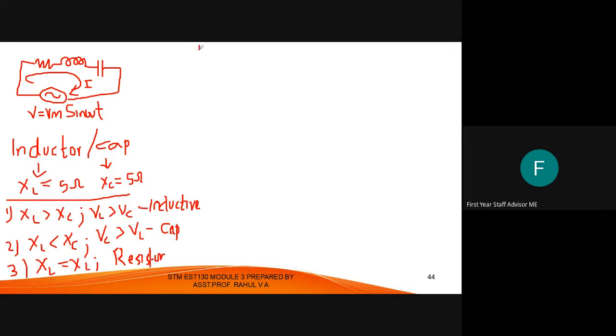So then what should we do? We should analyze each of these cases. What is the first case? XL greater than XC. So what I'm going to do is draw the phasor diagram.